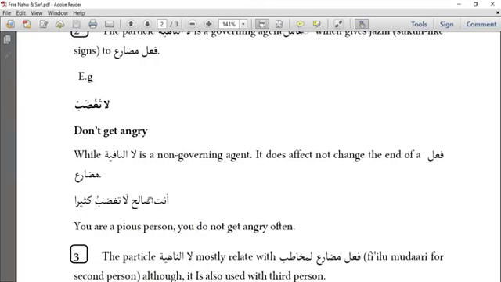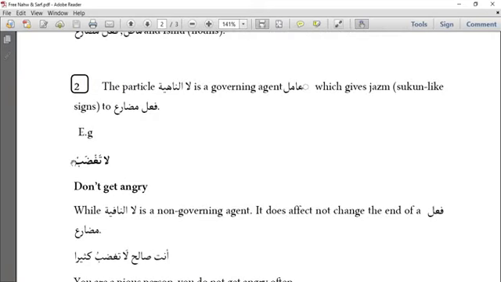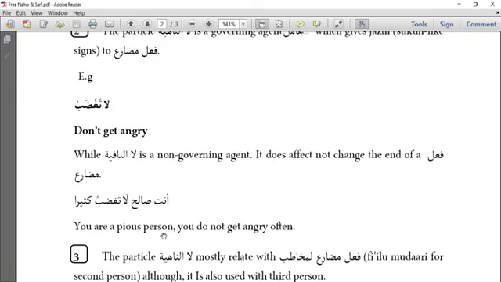It doesn't do that. See the example here, we have la taghdab, don't get angry. But see another example with la nafia, anta salihun, la taghdabu kathiran. We see that this taghdab here is still maintaining damma, because this is la nafia. You are a pious person. You do not get angry often.